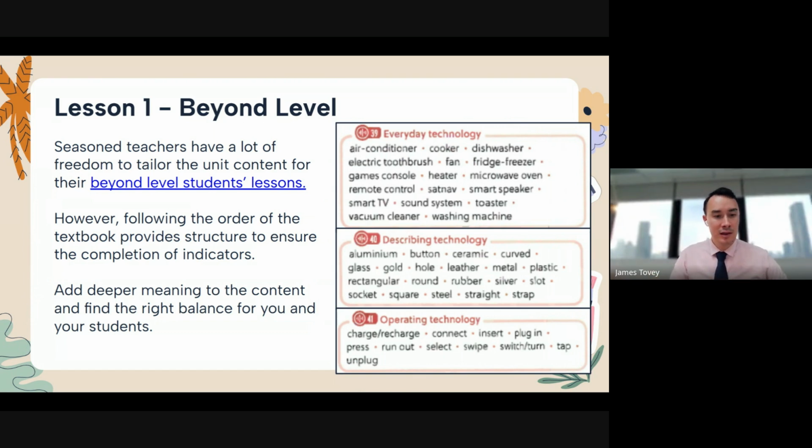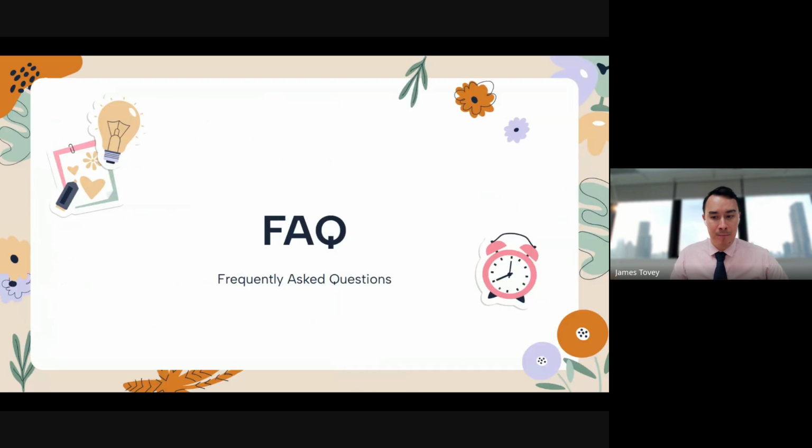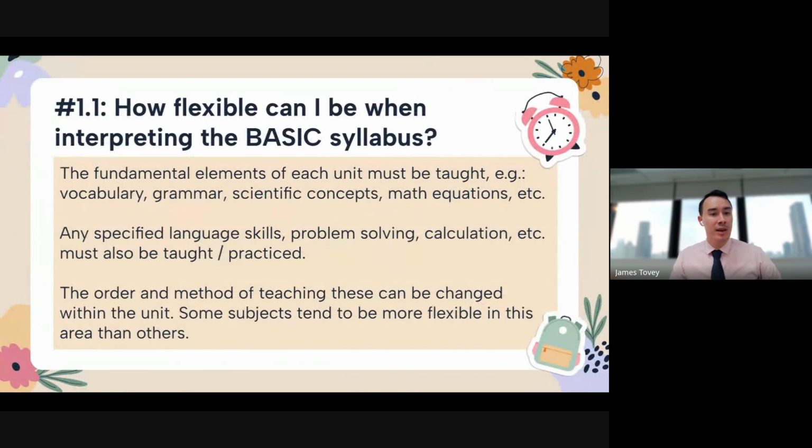Okay? All right. And then the frequently asked questions part. So we've got a few little points here. How flexible can I be when interpreting the basic syllabus? So this is your core content. So usually like your English core, your science core, your math core, that sort of thing, ICT as well.